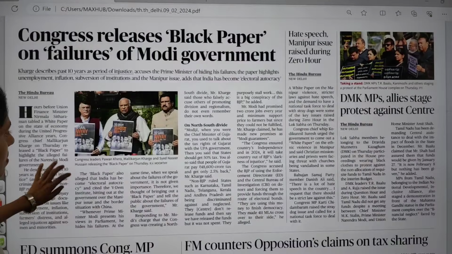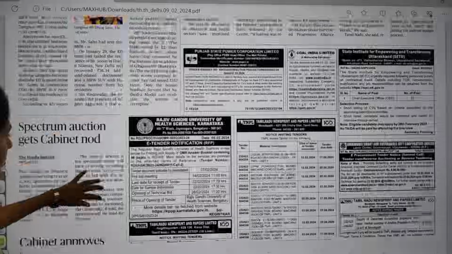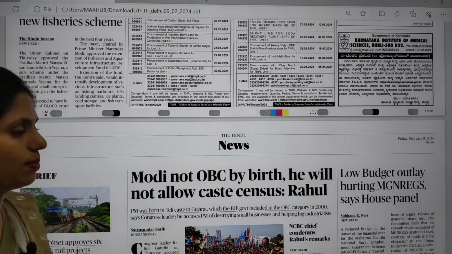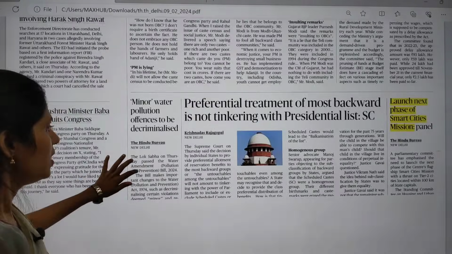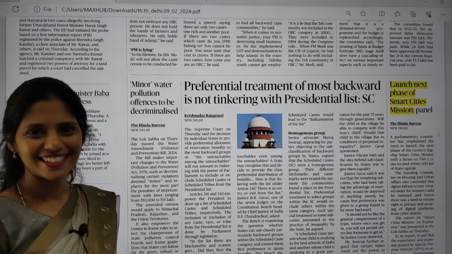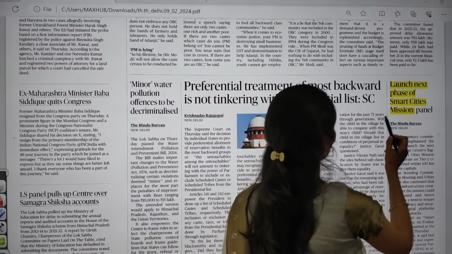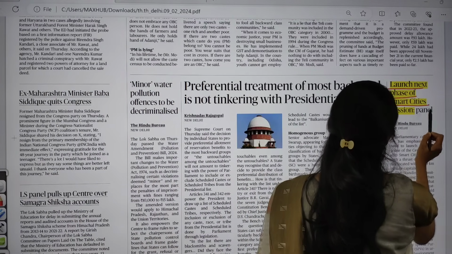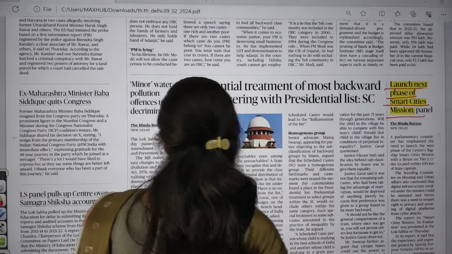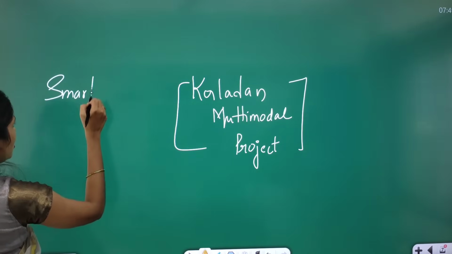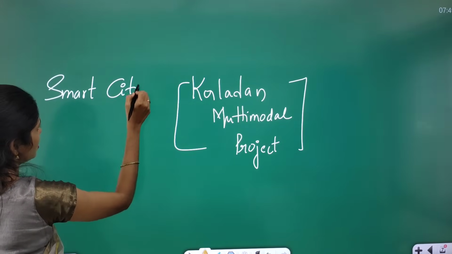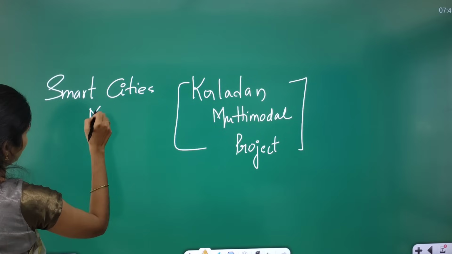Okay, now let us move on. Most of the articles are political articles. Don't focus much on those political articles. Here you can see one small article about the launch of the next phase of the Smart Cities Mission. Whenever you see any scheme in the news, that is very important. So it is talking about the Smart Cities Mission.